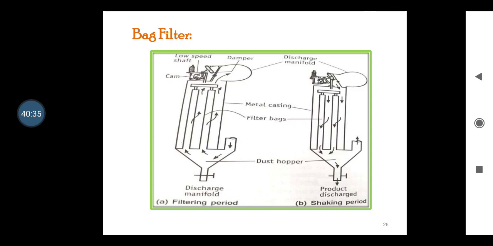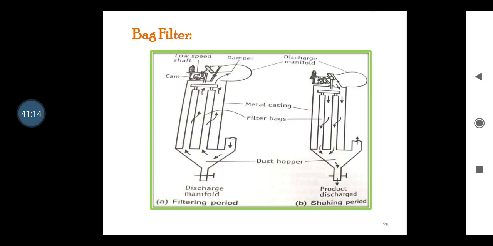As far as the filtering period is concerned, the exhaust fan positioned at the top keeps the bag under less pressure than the atmospheric pressure. So the gas containing fine particles enters the hopper, and the gas feed passes through the fabric of the bag. During this process the fine particles are retained in the bags while the gas reaches the top of the casing. Because of the air, the bag remains taut during the filtering operation.